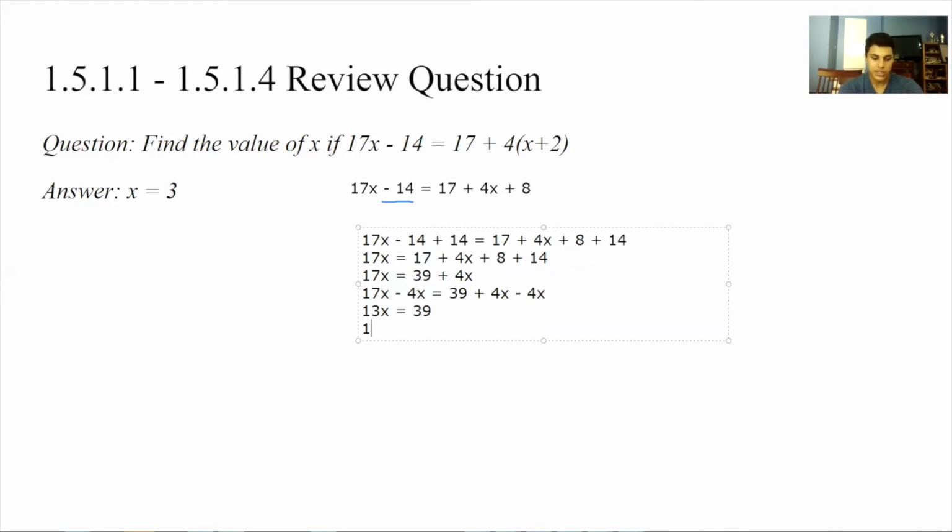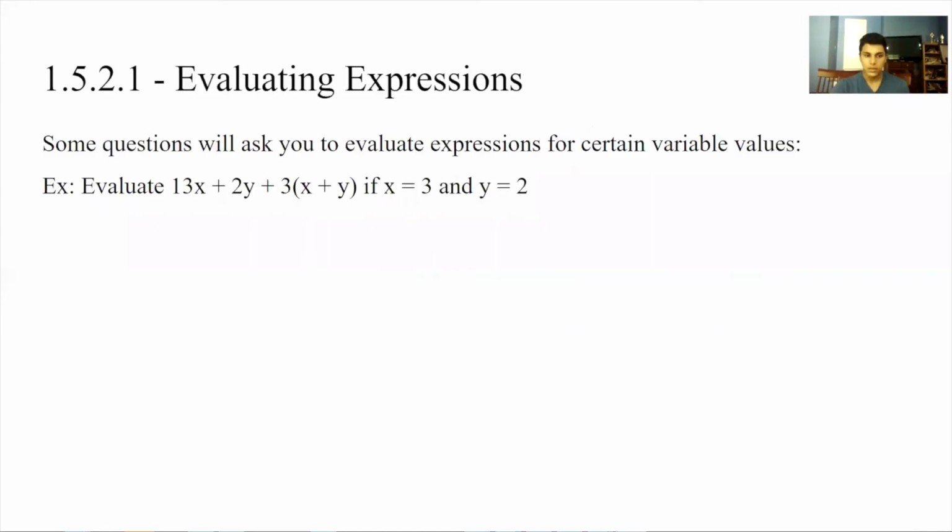So if this is 13x divided by 13 equals 39, and then also divided by 13, because you have to do the same thing to both sides, then this becomes x, and then this side becomes 3. This 39 over 13 is 3. So this next part of the algebra section is a little bit more straightforward than the first part.